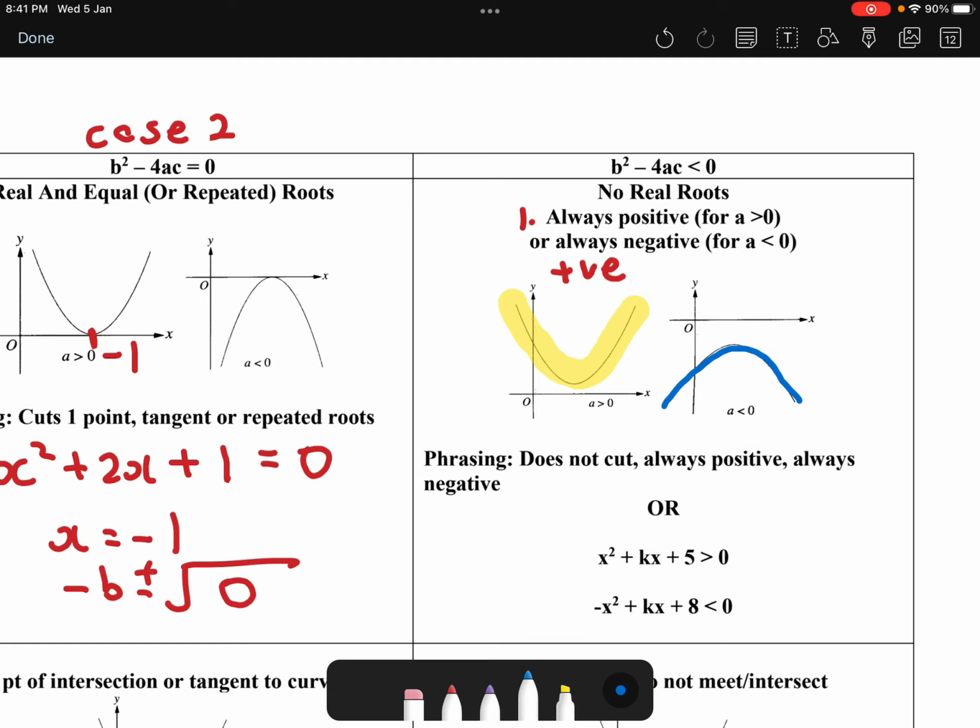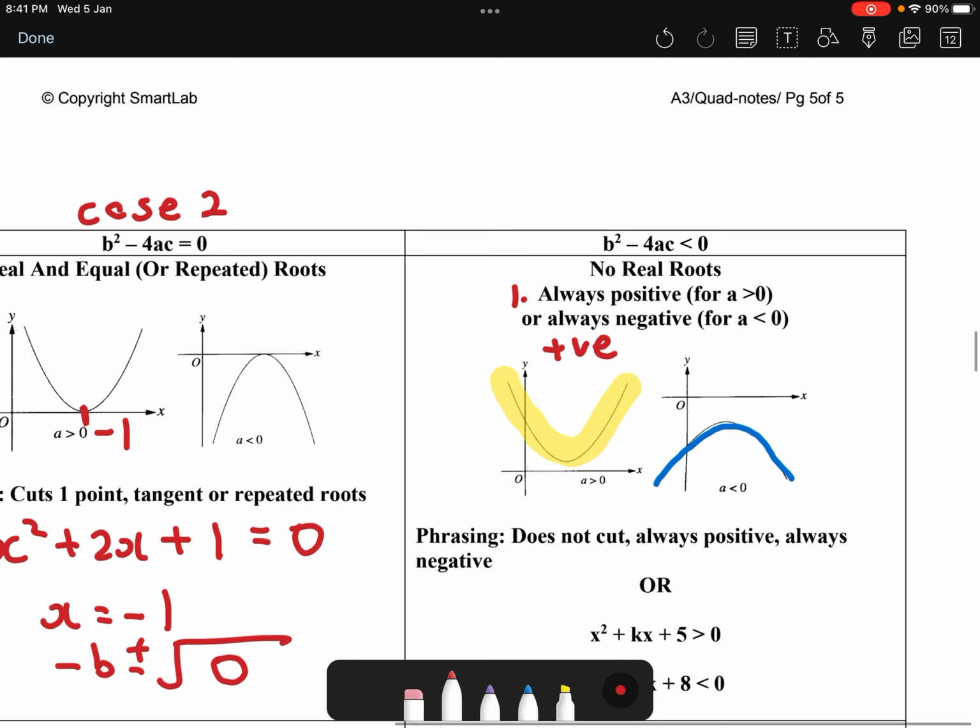Okay, so same thing for our case number 3. If you still remember, the quadratic equation is x squared plus x plus 5 equal to 0. If you calculate, whatever is inside your square root is negative. You cannot square root a negative number. That's why if your b squared minus 4ac is less than 0, you will not have any answer.